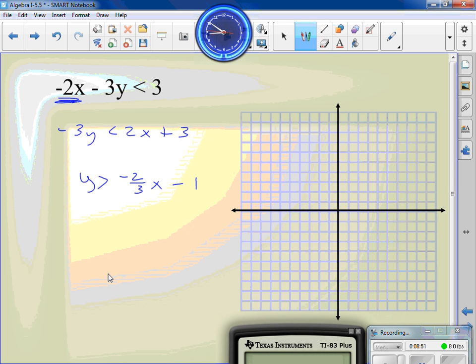This is old school stuff coming back now. It's the little tiny things. It's the rearranging, and remember, if I ever multiply or divide by negative, I flip the symbol.